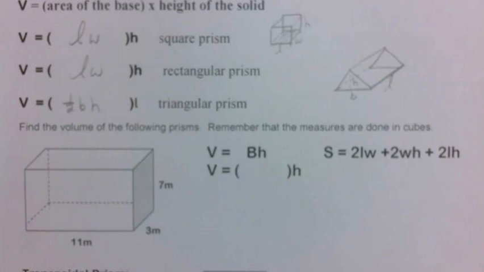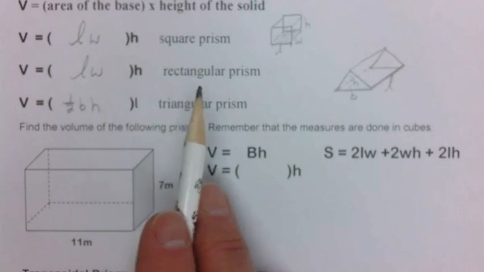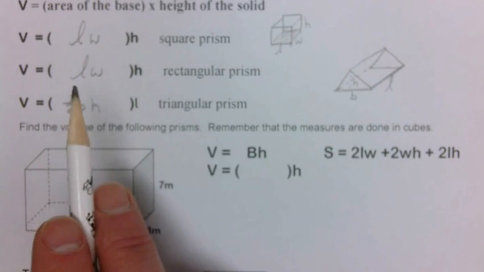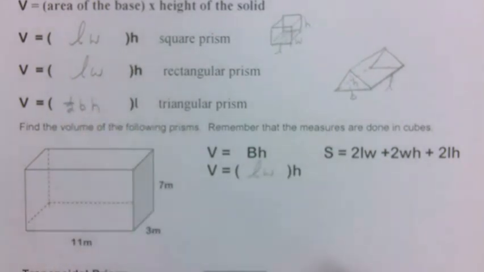In our next example, we're going to find the volume of the rectangular prism. The rectangular prism measures 11 meters by 3 meters by 7 meters. In order to find the volume, I again use the formula V equals capital B, which is the area of the base, multiplied by the height. And remember, we said back up here that to find the area of a rectangular prism's base, we just do the length times the width. So the formula is really just length times width times height.